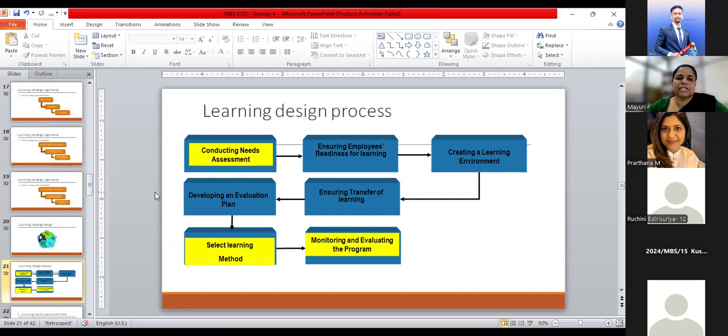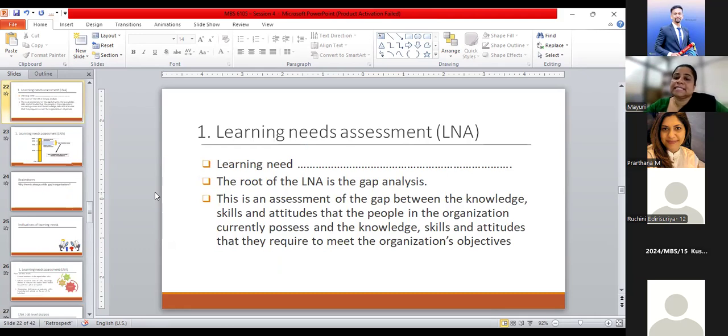Right. So we'll start with the first one. Learning need assessment.